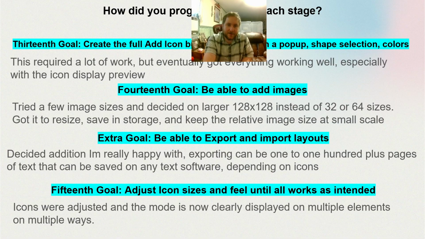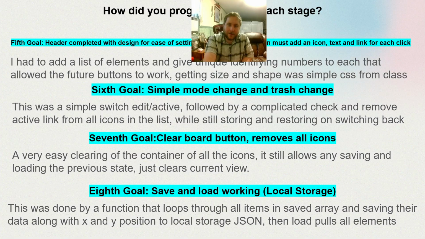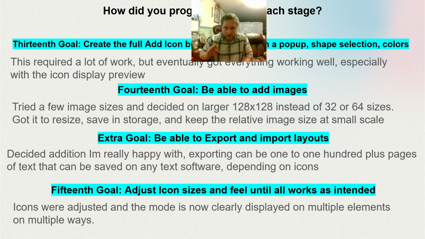The next goal was having the full add icon work up with a pop-up. This wasn't too hard. The shape selection. I had to add a full list and style a bunch of shapes, and then have those be classes, and have those classes update into the local storage, so when it loads it adds those classes in. Or it would be an image upload, which is converted to data.